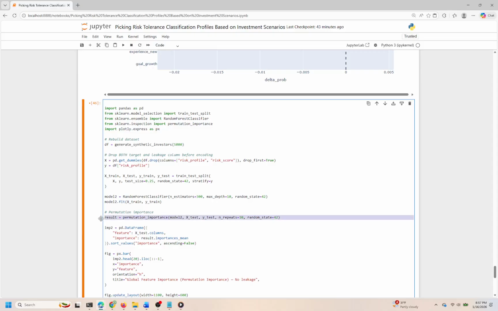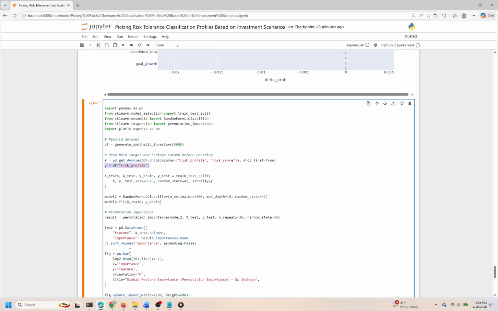We start by creating a synthetic dataset of 5,000 investors, which gives us a controlled environment to work in. Once we have this dataset, we need to prepare our data for modeling. This involves dropping both the target column, which is the risk profile we want to predict, and any potential leakage columns that might influence our results inappropriately. After that, we convert categorical variables into a numerical format using one-hot encoding, ensuring our model can interpret the data correctly. Next, we split the dataset into training and testing sets, using stratification to maintain the proportion of each class in our target variable. This is important for avoiding any bias that might skew our results.